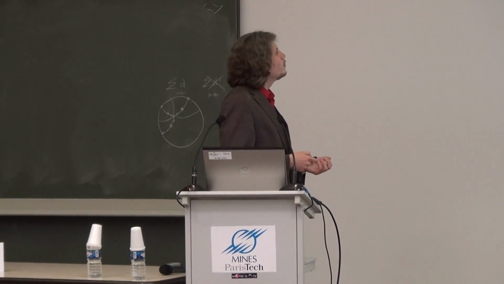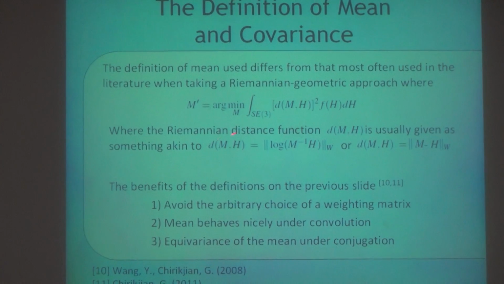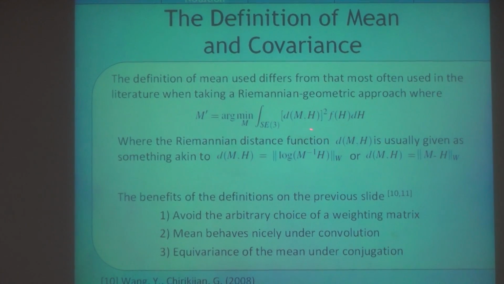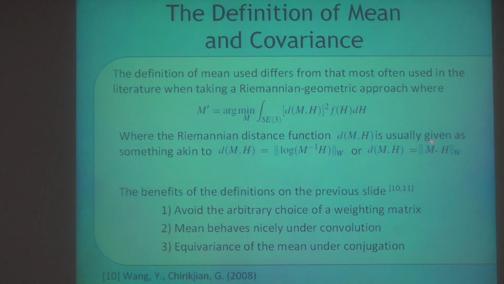We want to make a note that these definitions of mean and covariance are a little bit different from what is standardly used in the literature for the Riemannian geometric approach, where the standard method is to minimize a function of the distances and retrieve the mean through that minimization. The Riemannian distances are usually thought of as either intrinsic, such as this equation here, or extrinsic to the manifold.